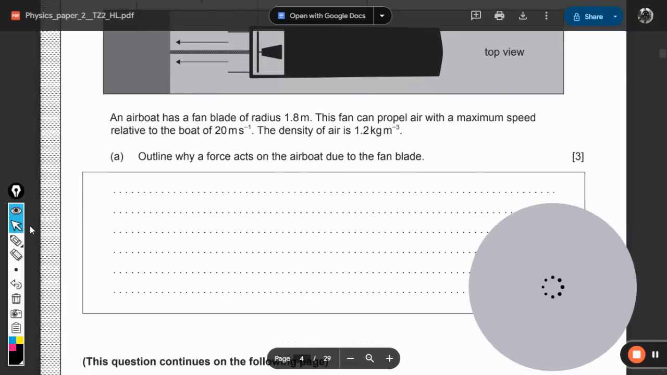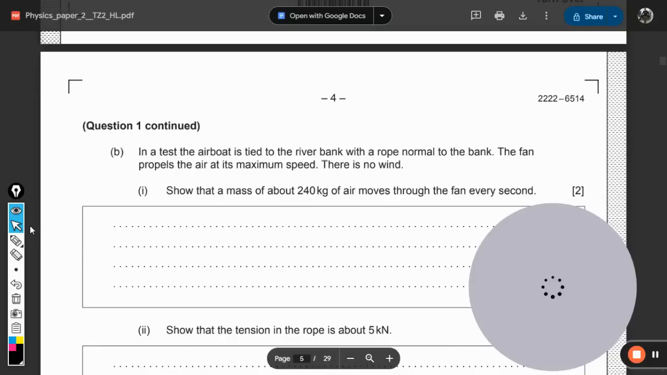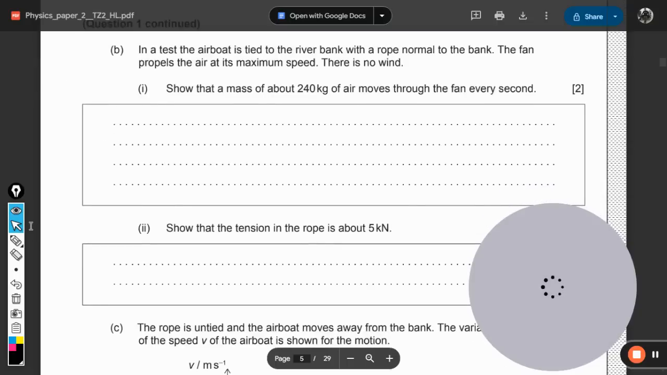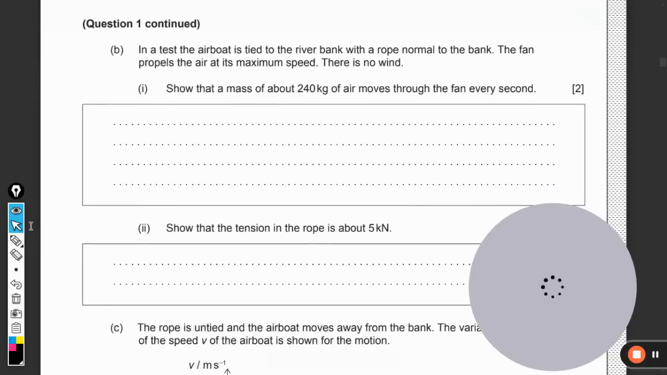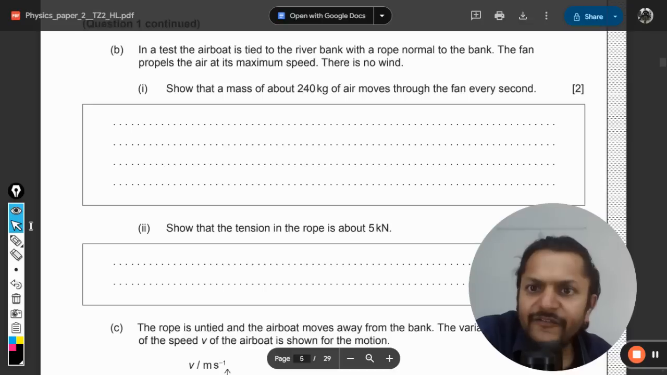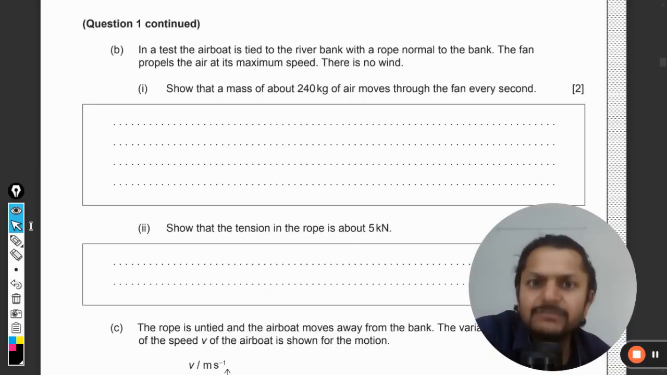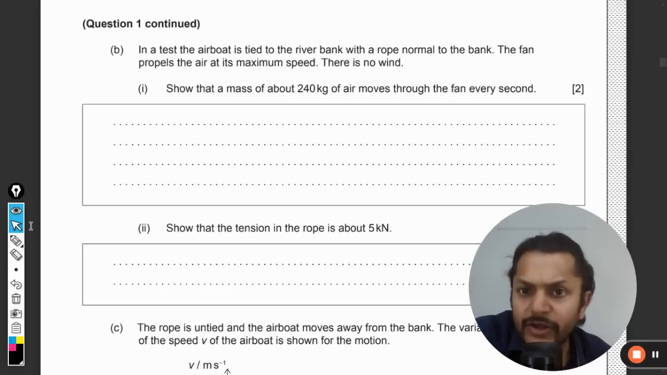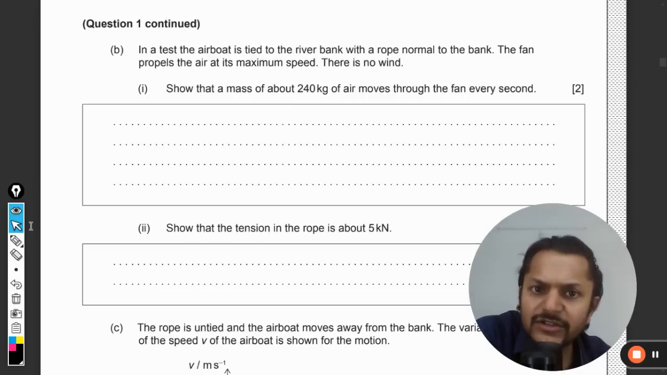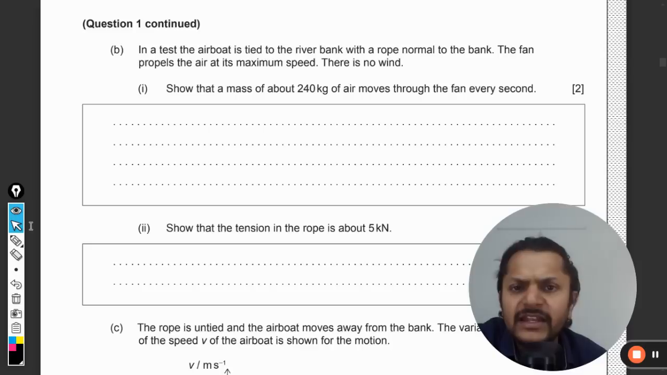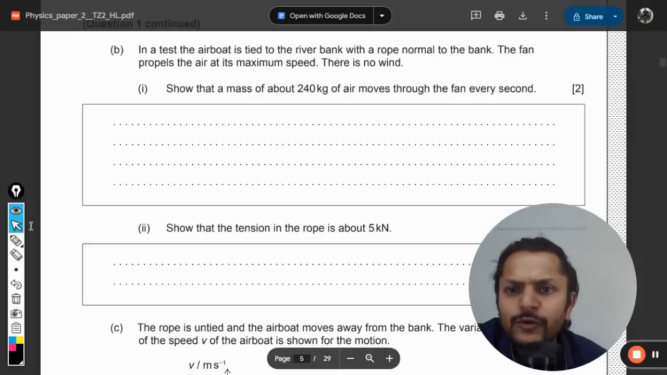Let us move to the next question now. In a test, the airboat is tied to the river bank with a rope normal to the bank. The fan propels the air at its maximum speed. We just assume it, and there is no wind going on. Show that a mass of about 240 kg of air moves through the fan every second. So we want to find the mass flow rate here.